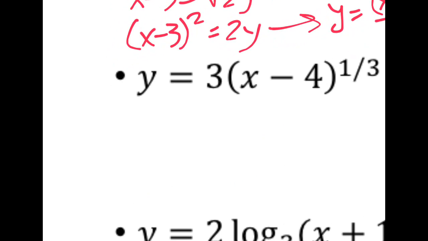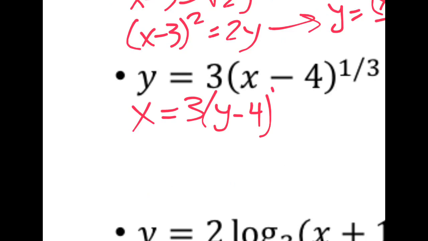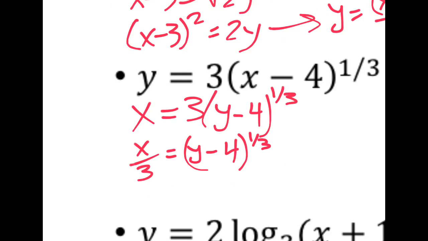Next problem, same idea. We're going to swap x and y. So x equals 3 times y minus 4 quantity to the power of 1/3. Well, remember that a 1/3 exponent is the same as a cube root, so we're going to need to cube that to undo it, but first we need to get that side by itself, so divide by 3 on both sides to get y minus 4 to the 1/3.